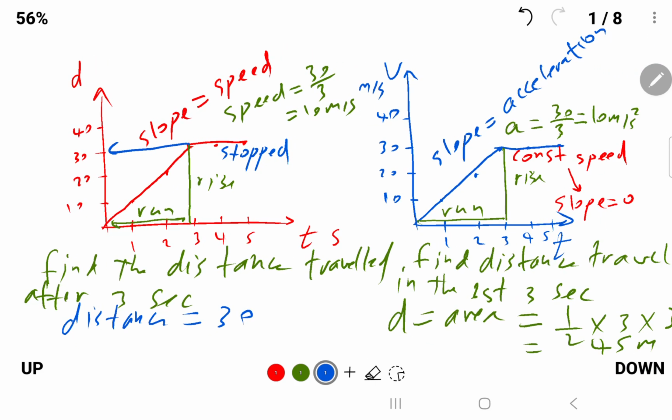So these are the main differences between speed time graph and distance time graph.